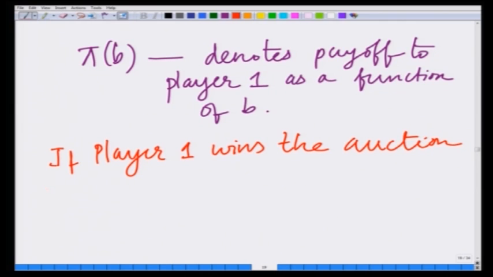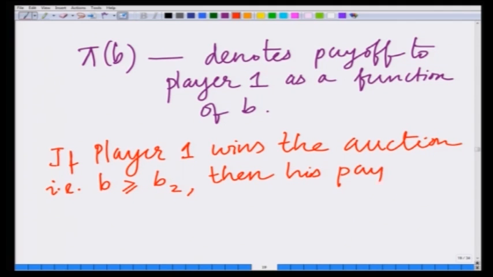This corresponds to the scenario where bid B is higher than or equal to B2. Then his payoff is equal to, well, because if he wins the auction with bid B, then he pays an amount equal to the bid B, and therefore he loses his bid B. However, he gains in terms of the valuation, because now he is going to get the object to which he attaches a value V1.